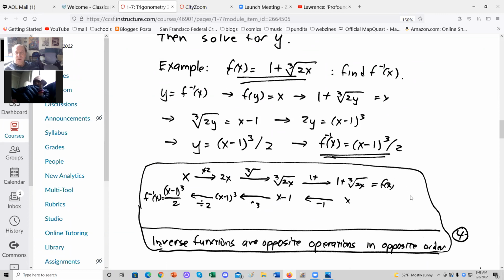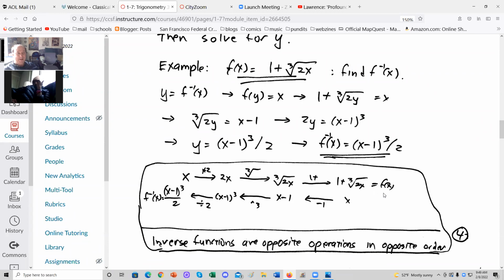That's f of x. Whereas the inverse function works in the opposite direction. It starts with x, subtracts 1, x minus 1, takes a third power, that's the cube of x minus 1, then divides by 2, that's half of the cube of x minus 1. Notice that these are all three inverse operations, and they're done in reverse order. So inverse functions are opposite operations in the opposite order.